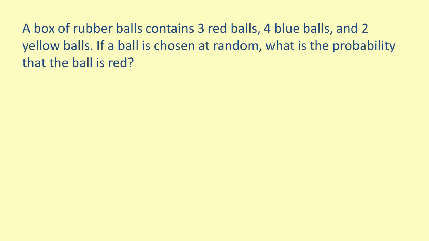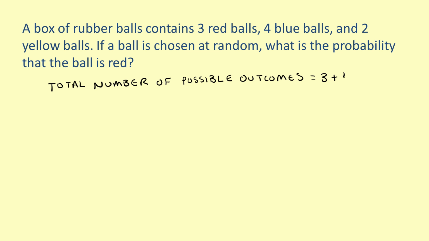Let's go over an example dealing with the probability of an event when outcomes are equally likely. A box of rubber balls contains 3 red balls, 4 blue balls, and 2 yellow balls. If a ball is chosen at random, what is the probability that the ball is red? In this case, each of the balls in the box is a possible outcome, and the outcomes are equally likely. First, let's find the total number of possible outcomes. There are 3 red balls, 4 blue balls, and 2 yellow balls. So, the total number of possible outcomes is 3 plus 4 plus 2, which is 9.